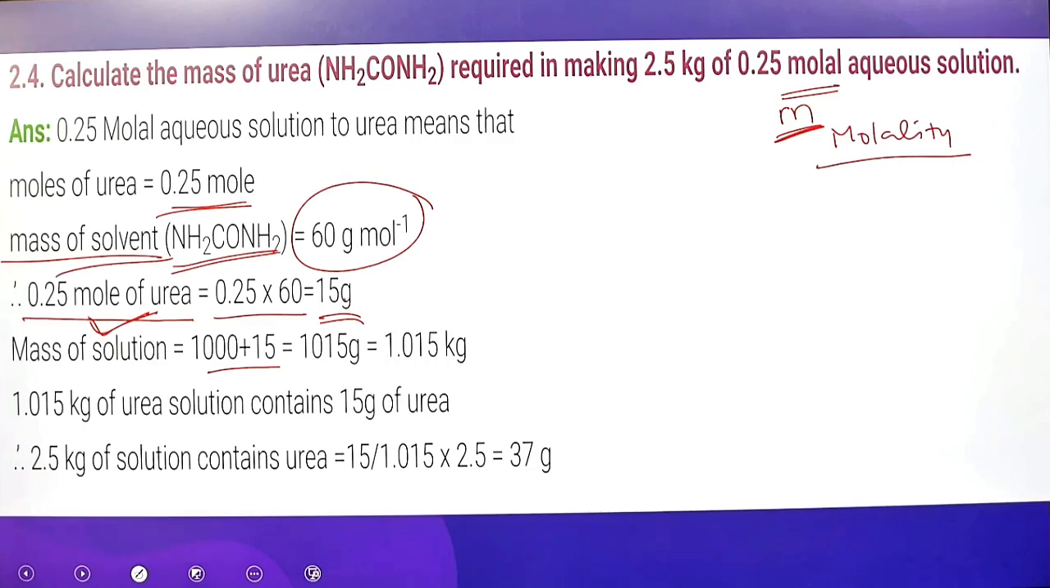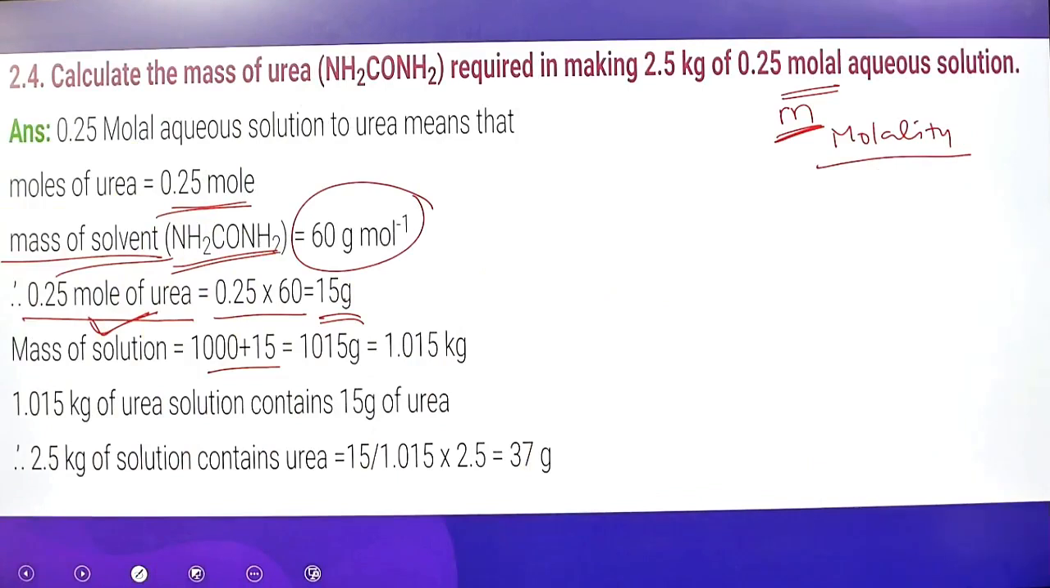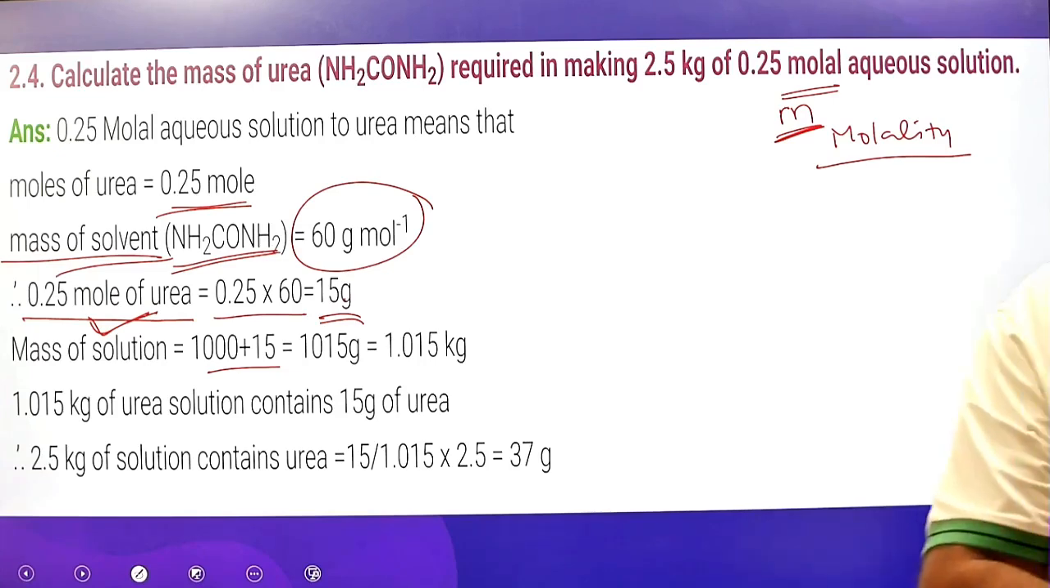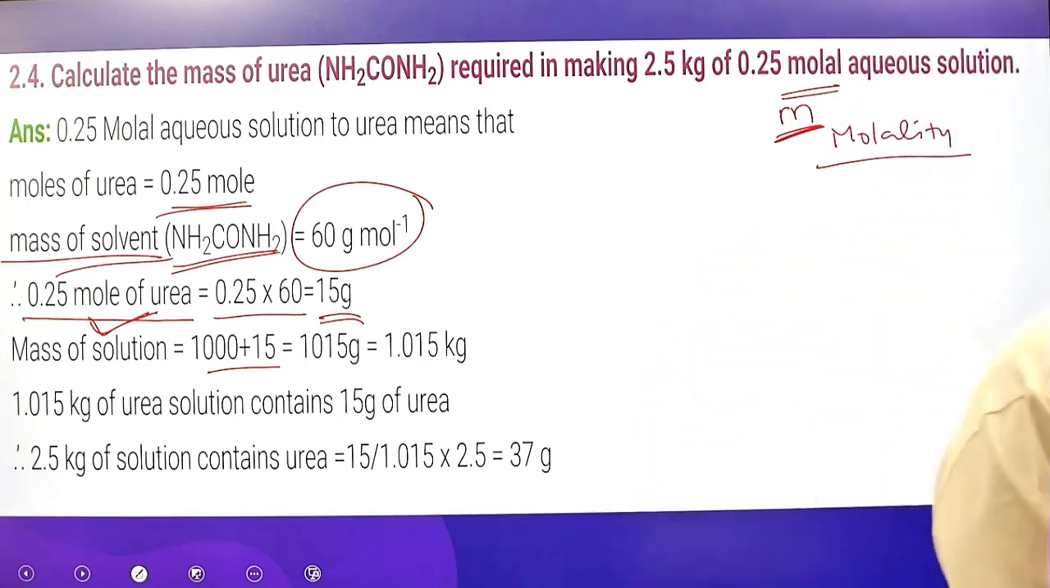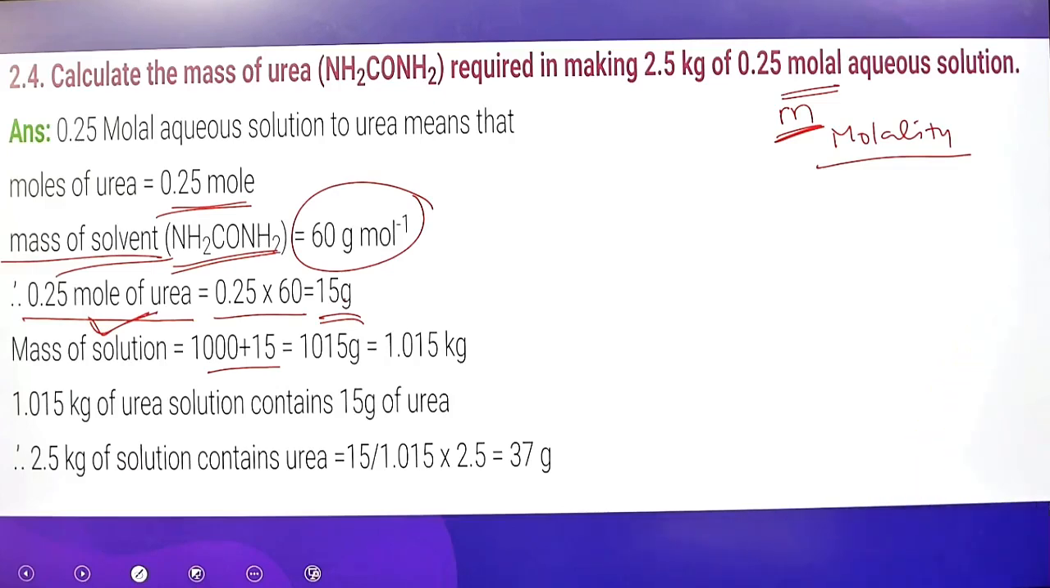Sir, why was this problem created by NCERT? Why are they giving this? In the problem, why did they put 2.5 there? Nothing. This time I give the molal, and you find the mass. Usually I give the mass and you find the molal. This time I am giving you molal, and what you have to calculate? Mass.